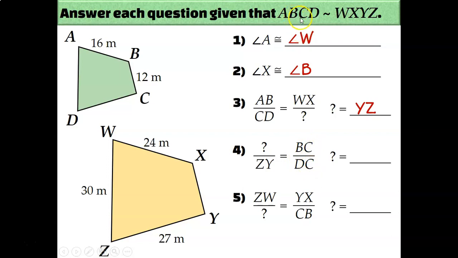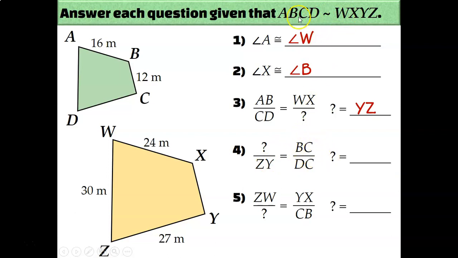BC are the middle two letters of the first quadrilateral's name, and DC are the last two letters of the first quadrilateral's name. So that kind of sets up what we're working with. Then I can compare it to the other incomplete ratio. ZY, yep, those are the last two letters of the second quadrilateral's name. That corresponds to CD or DC that we saw in this ratio.